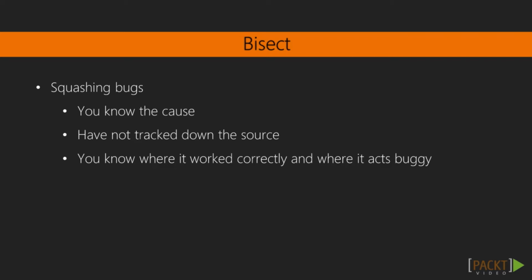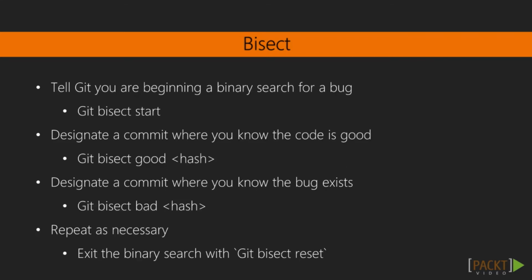But all you know is where it works, as expected, and where it is broken. But that is enough when you understand how to unlock the magic of Git bisect. The steps to using Git bisect are very simple. Tell Git you are beginning a binary search for a bug: git bisect start. Designate a commit where you know the code is good.